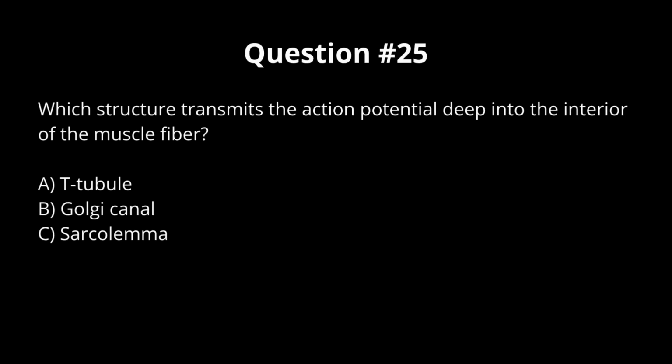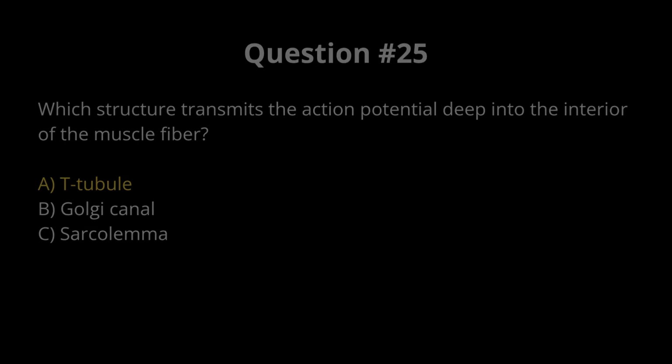Question number 25. Which structure transmits the action potential deep into the interior of the muscle fiber? A. T-tubule, B. Golgi canal, C. Sarcolemma. The correct answer is A. T-tubules carry the depolarization signal from the fiber's surface into its interior, ensuring uniform contraction.